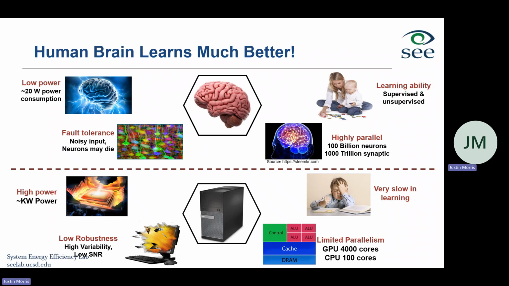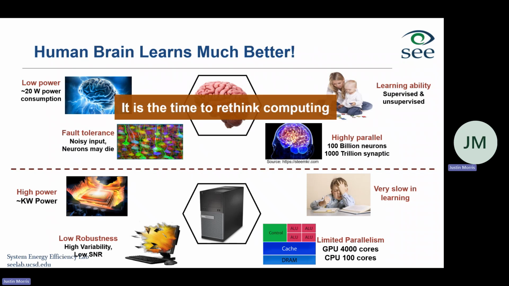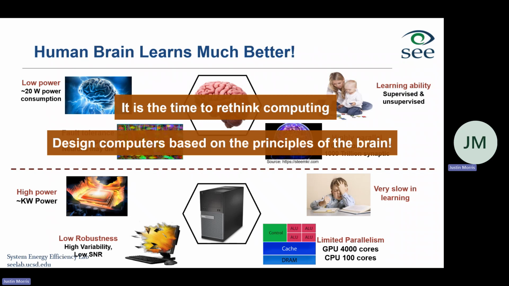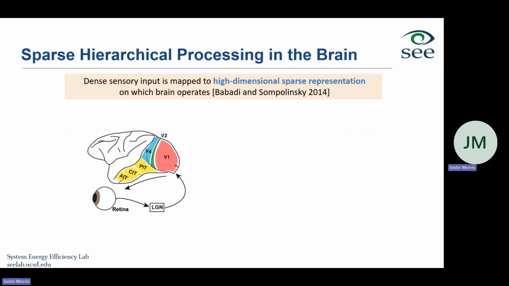So because of all these reasons, we're rethinking what it is to compute with machine learning and designing computers based on principles of the brain. This is where hyperdimensional computing comes in. Hyperdimensional computing operates based on this sparse distributed memory model of the brain, where you have this dense input from our sensory organs, and it gets mapped into a very high dimensional sparse representation in firing neurons in our brain.